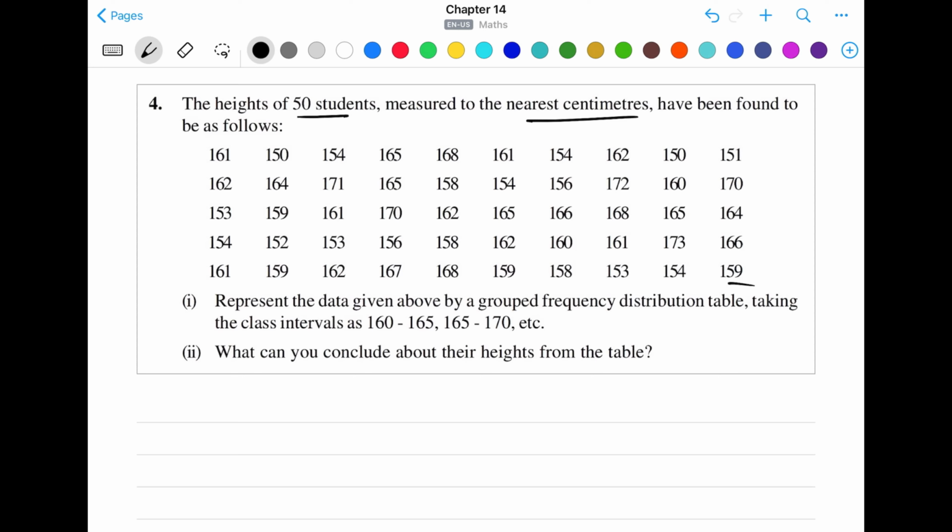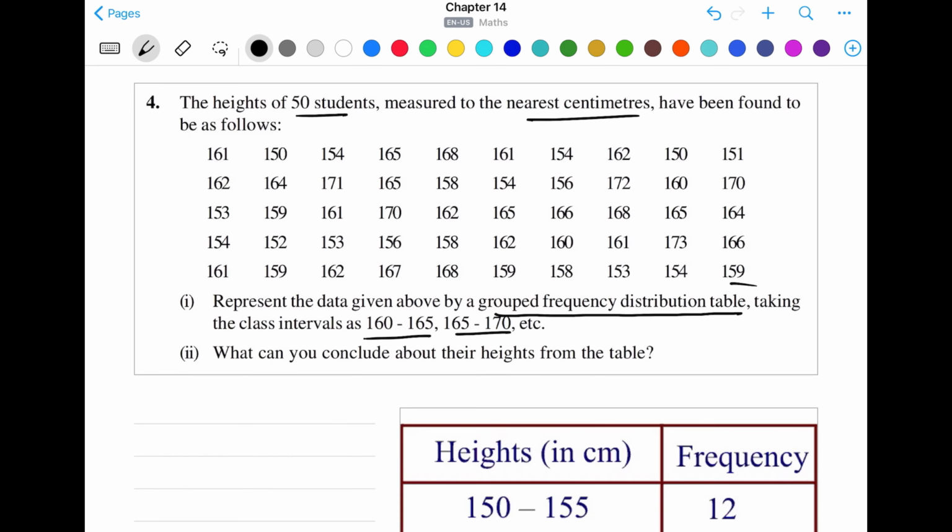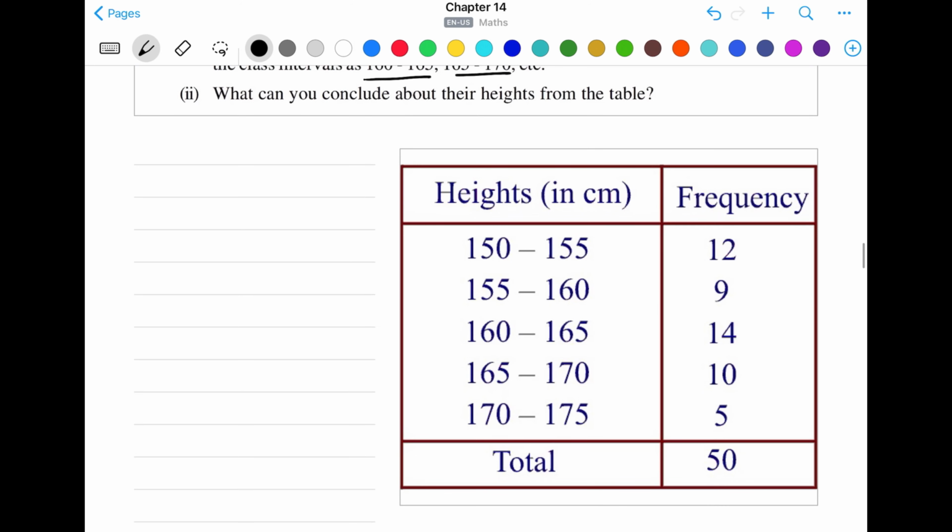So we are asked to do 2 things here. First, represent the data given above by a grouped frequency distribution table, and we are also given that the class intervals should be 160 to 165, 165 to 170. And we are also asked what can you conclude about their height from the table. So let's first draw its grouped frequency distribution table with the interval 160 to 165. So that's the frequency distribution table for this question.